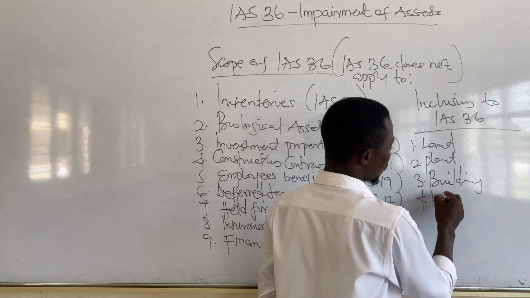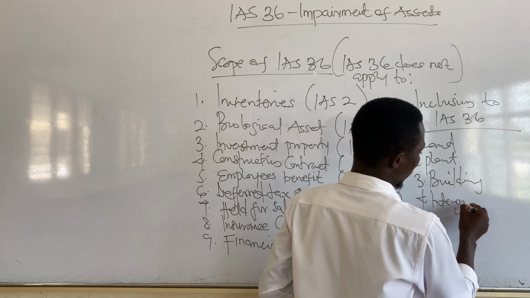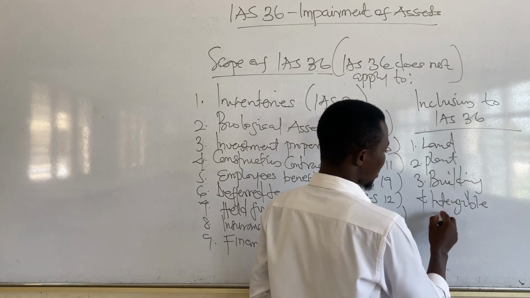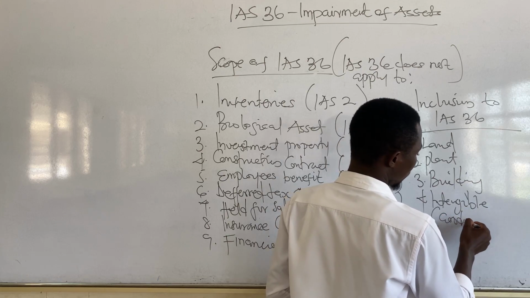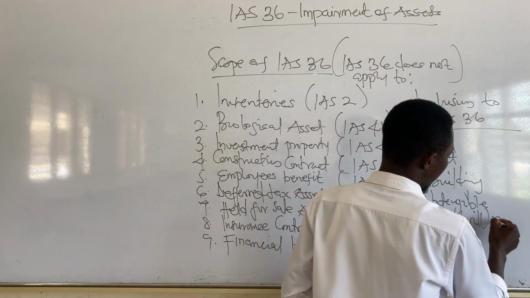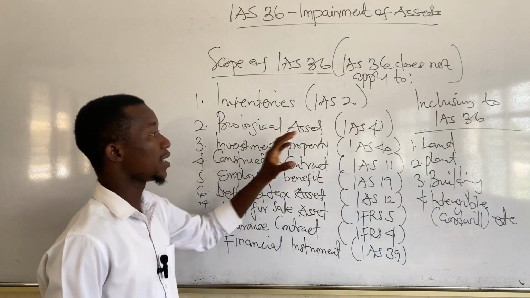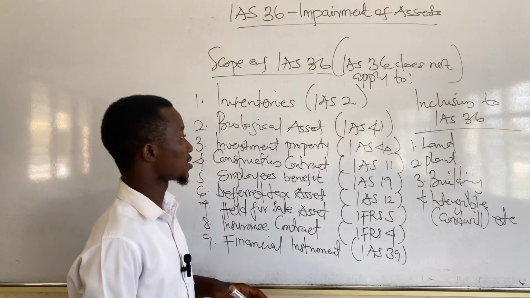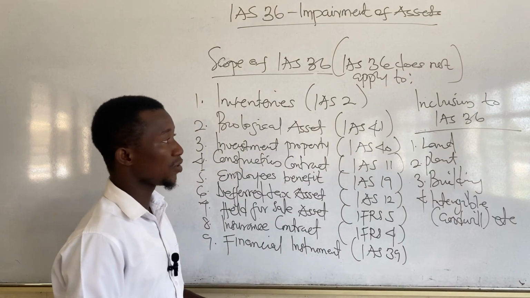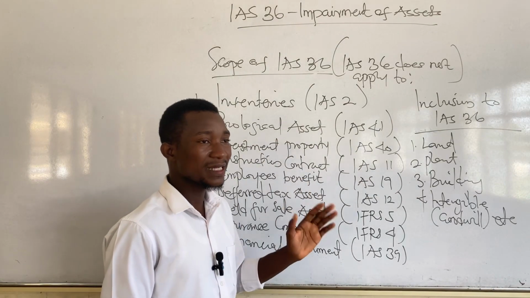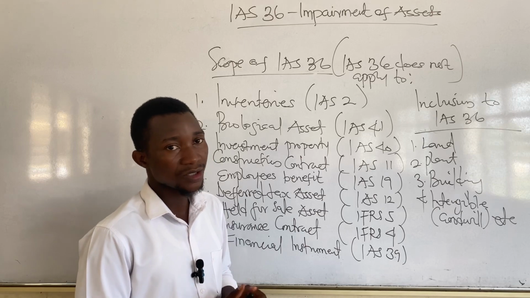If it is intangibles, for instance, goodwill, etc., we can test for impairment. So you have to know the exclusion and inclusion to IAS 36. So these assets, you can test for impairment. So these are some basic exclusion to this standard.